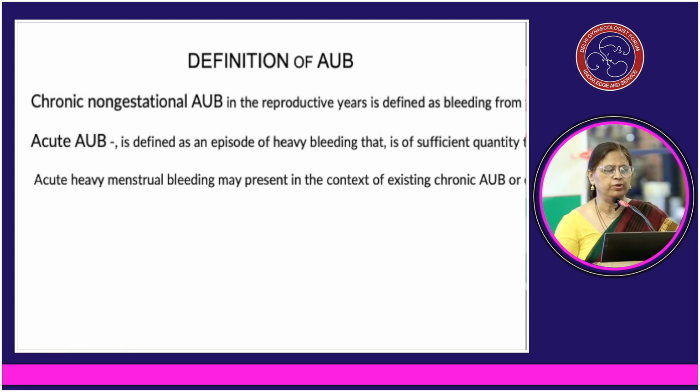So what is the definition of AUB? First of all, we have to exclude the gestational kind of AUB. You will call it AUB only when it is non-gestational AUB in the reproductive years, and it is defined as bleeding. It is divided into two, acute and chronic. Acute, we all know, is any bleeding which acutely interferes with the quality of life, or needs immediate intervention by the doctor to control, otherwise it is going to be dangerous for the patient. Chronic AUB is defined by duration, amount, volume, and irregularity.